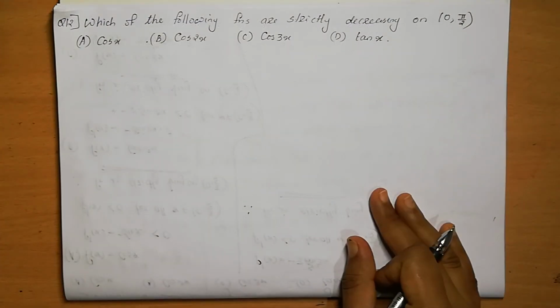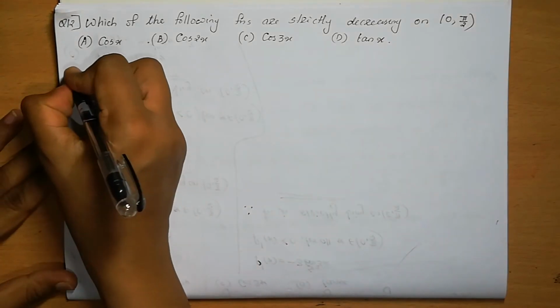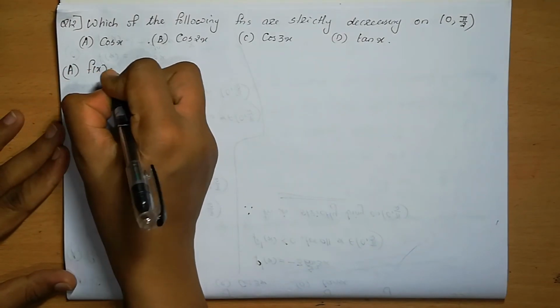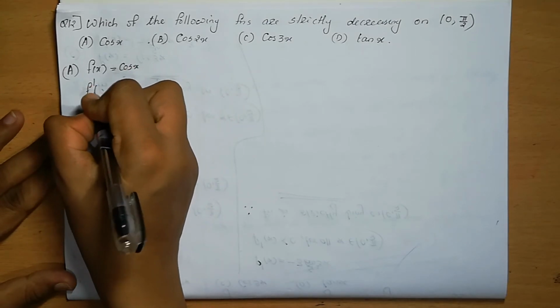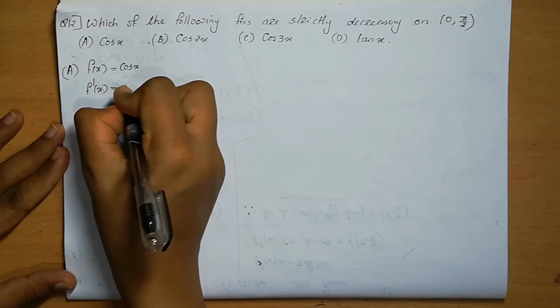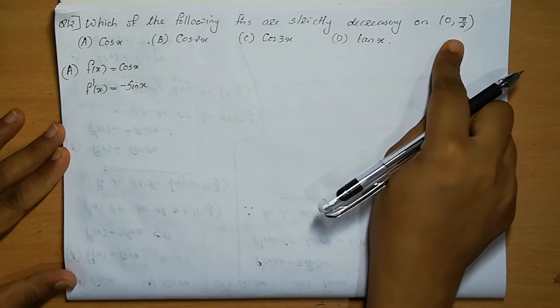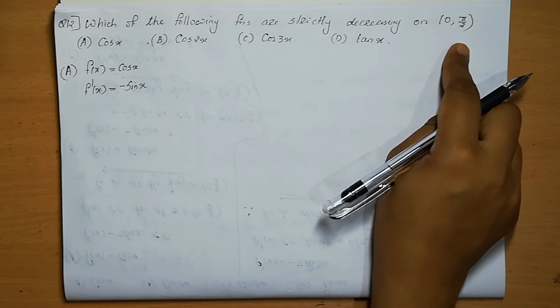Question number 12. Which of the following functions are strictly decreasing on 0 to pi by 2? We need to check one by one. First one, cos x. That means we can take f of x equal to cos x. Next we need to write the first derivative. That means f dash x equal to derivative of cos x is minus sin x, right? So the interval is 0 to pi by 2. If you are taking 0 to pi by 2 values, we can see that the sine values between 0 and pi by 2, everything is positive only, right?